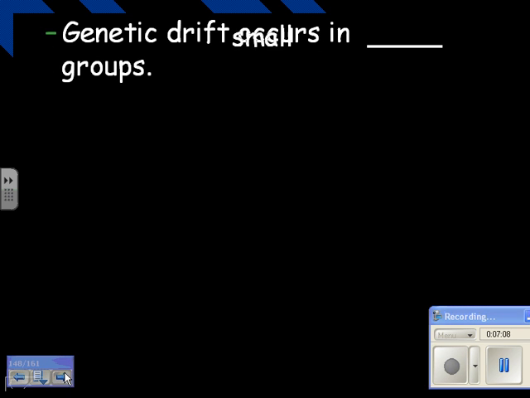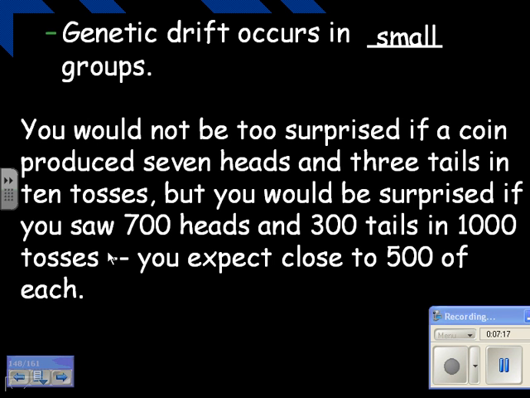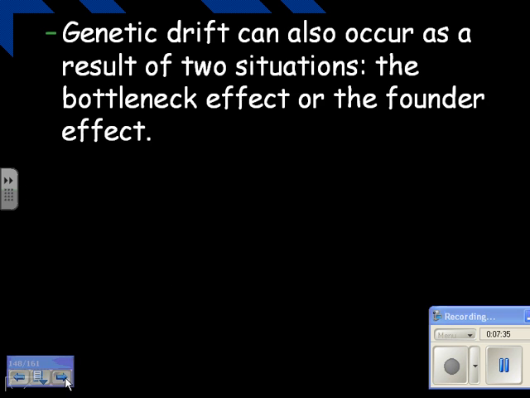So genetic drift occurs in small groups because if you have a big enough group, then more than one organism or more than a few organisms will have that allele. So for example, you wouldn't be too surprised if a coin produced 7 heads and 3 tails when you toss it 10 times. So 7 versus 3, that could happen. But if you tossed it 1,000 times and got 700 heads and 300 tails, you might think there's something wrong with the coin. So genetic drift can also occur as the result of two special situations.